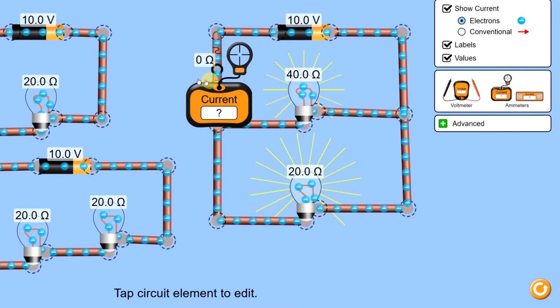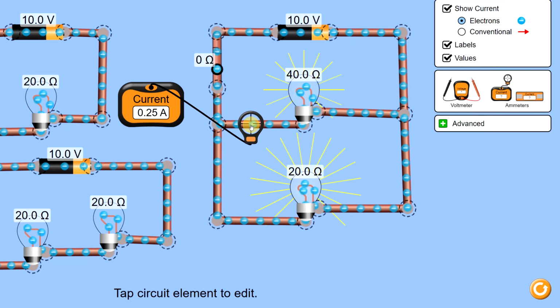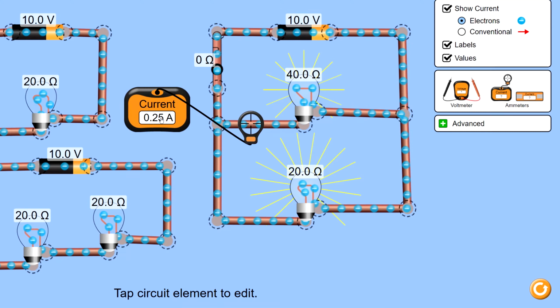Okay, so I'm going to take my ammeter, my current measuring device, and figure out what the current is that's passing through this branch right here. The current is 0.25 amps. Okay, so we'll keep that number in mind. Let's compare that to the current that's passing downward into this wire, and we get 0.5 amps. So we're getting twice as much of the electron flow passing through the bottom branch than we had through the top branch.